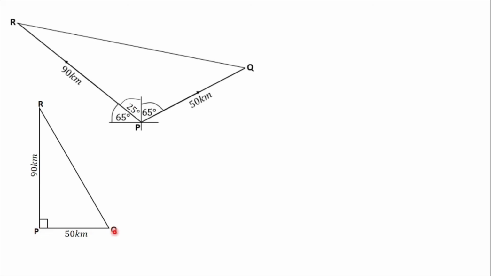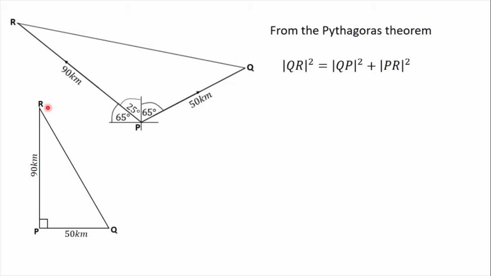Then I'll call this point here Q. The distance between P and Q is 50 kilometers, so I'll indicate it here. The other point is point R. The distance between P and R is 90 kilometers, so I'll indicate that one also here, 90 kilometers. Now the question wants us to find the distance between Q and R. As we've been doing all along, we are going to use the Pythagoras theorem.